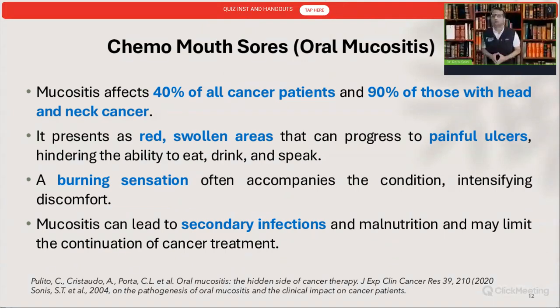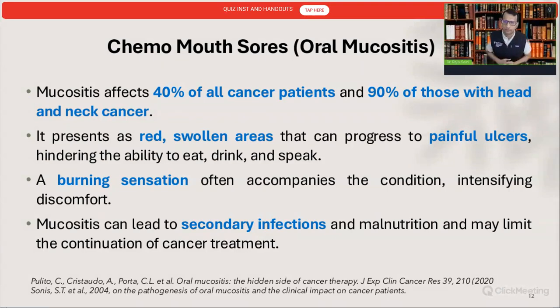Chemo mouth sores, or oral mucositis. About 40% of cancer patients usually suffer from this complication, and especially if the cancer is related to the head and neck, then the percentage is almost 90%. So almost everyone dealing with head and neck cancer has to deal with oral mucositis. Clinically, they present as very red, swollen areas with painful ulcers, and it definitely affects the patient's ability to eat, drink, and speak.